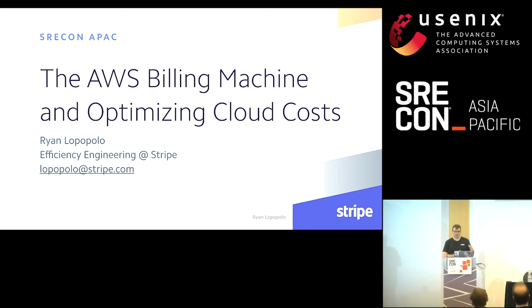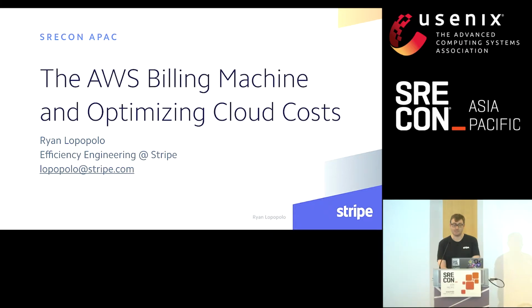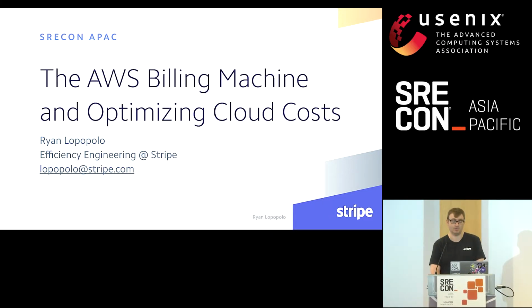Before I get started, a little bit about Stripe. Stripe's mission is to increase the GDP of the internet, and we do that by building economic infrastructure that allows businesses large and small to accept payments around the world. And that mission is a little easier to achieve if we're able to give Amazon less of our money. So how do we do that?